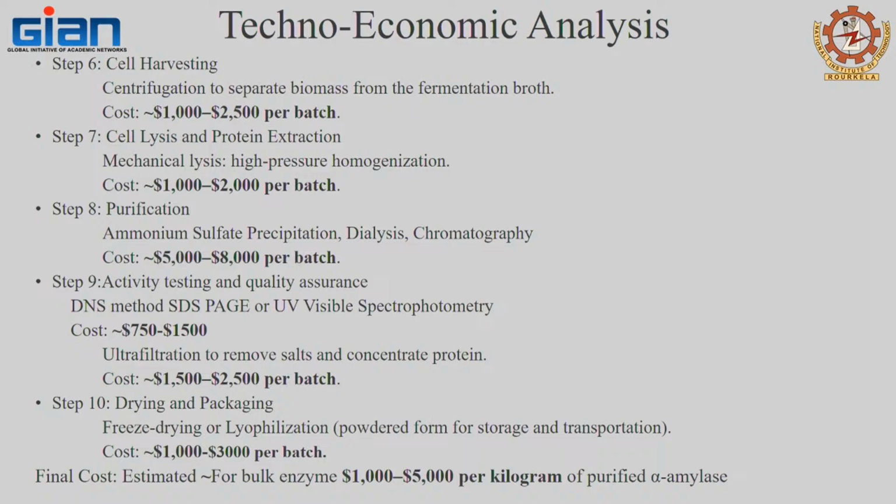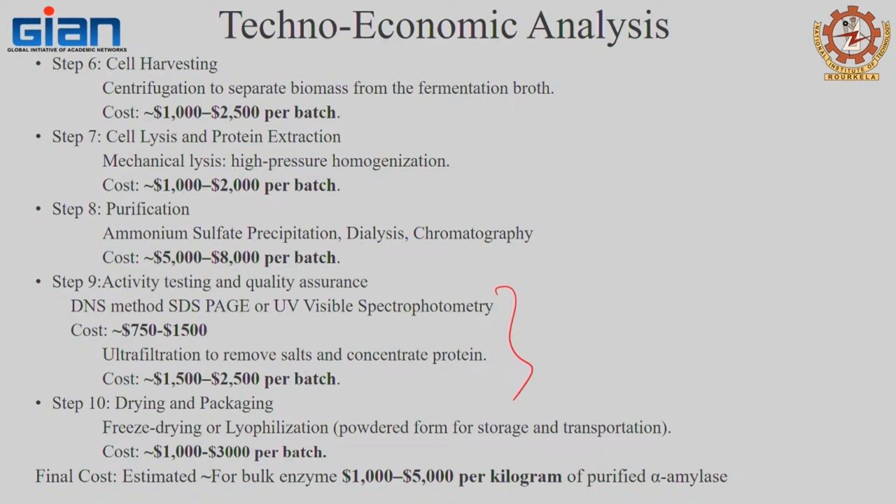For quality assurance, we are using a UV-visible spectrophotometer, which is a one-time cost found to be between $750 and $1,500. And for high grade, we have to do ultrafiltration to remove the salts and concentrate the proteins. It was found to be $1,500 to $2,500 per batch.